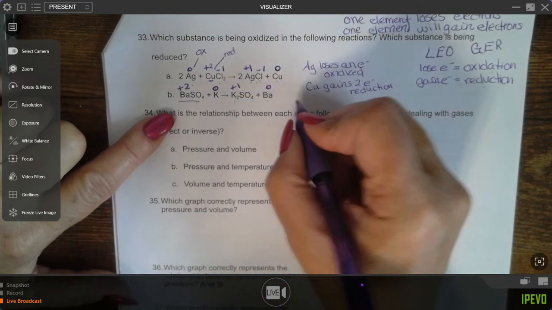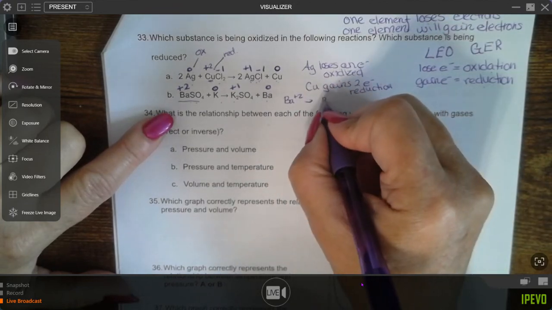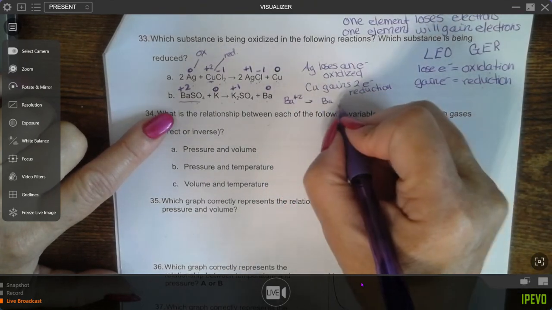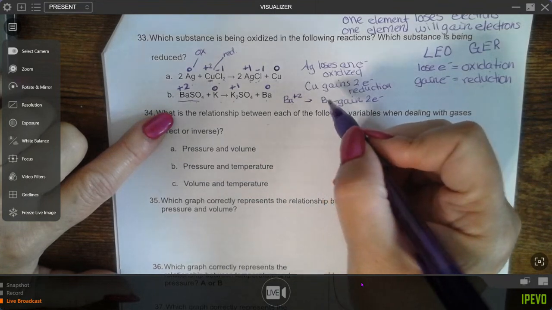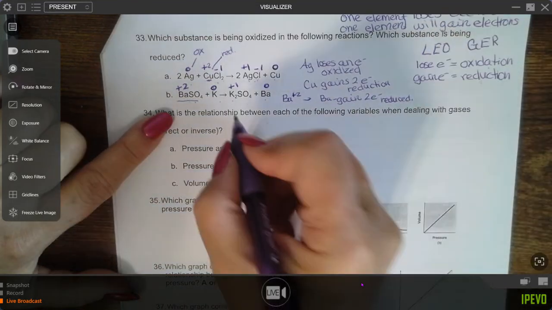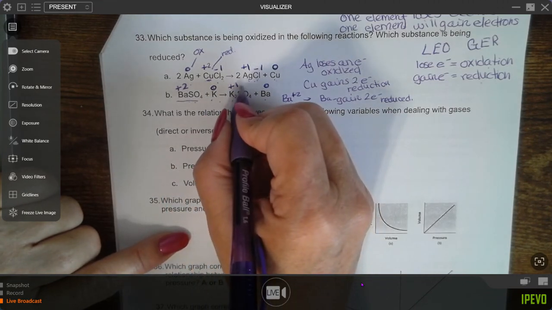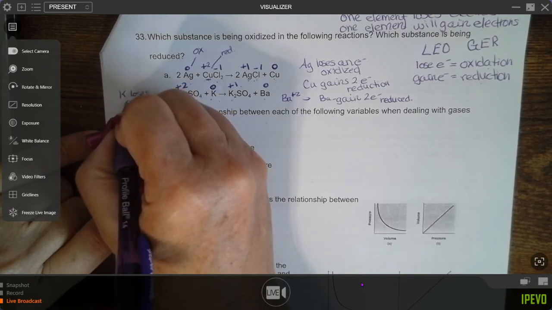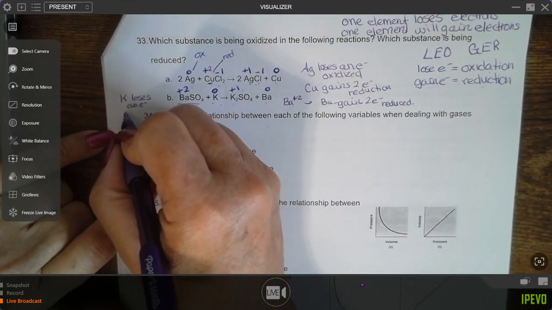Okay, so if we look at this, barium goes from barium ion to barium element. Since it's a +2 over here, to go from +2 back to 0, it has to gain 2 electrons, so that means it is reduced. Potassium goes from potassium element, just a 0 charge, to potassium ion, a +1 charge. So potassium loses an electron, making it, Leo, loses an electron, oxidized.